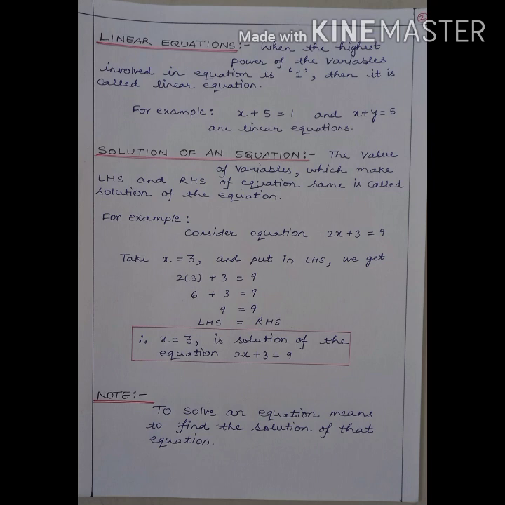If we consider the equation 2x plus 3 equal to 9, first of all, it is an equation because two expressions, 2x plus 3 and 9, are connected by the equal to sign. Now if we put x equal to 3 in the equation, what will happen? In place of x we substitute 3. So it becomes 2 into 3 plus 3 equals 9. Now 2 into 3 is 6. So it becomes 6 plus 3 equal to 9, and 6 plus 3 is 9. So 9 equal to 9. Therefore the left hand side is equal to the right hand side.